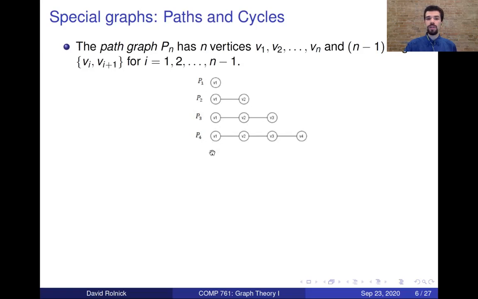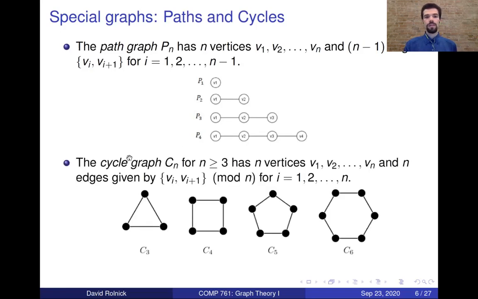So these are some pictures of the first few path graphs. P1 has just 1 vertex and no edges. P2 has 2 vertices and 1 edge between them, and so on. Really simple. The cycle graph is very similar to the path graph, except it loops back on itself. You have all of these vertices, and then the final vertex is connected to the first one.